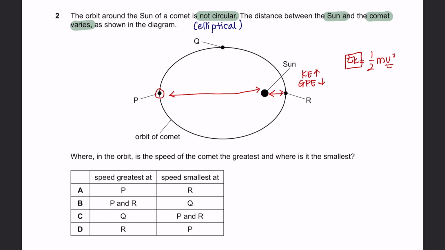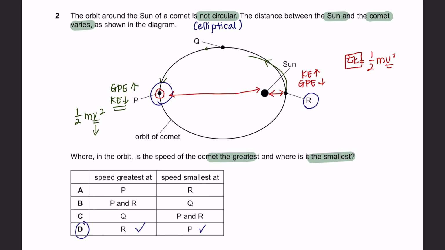So this will create a slingshot effect and push the planet further from the Sun. As it travels to the furthest distance from the Sun, the gravitational potential energy increases and its kinetic energy decreases. So as the kinetic energy decreases, so does the speed. Where in the orbit is the speed of the comet the greatest and where is it the smallest? So the speed is greatest at R and the speed is smallest at P. So the answer here is D.